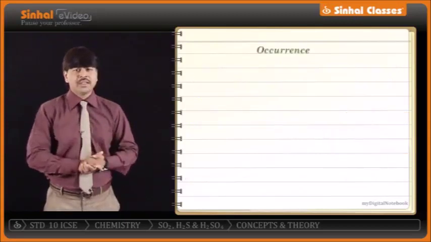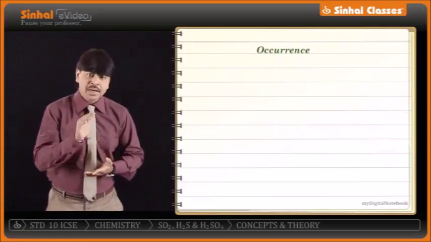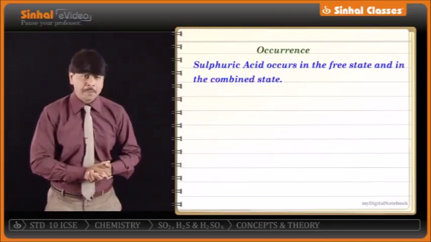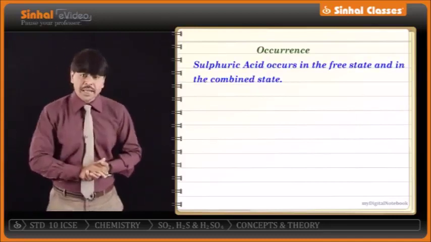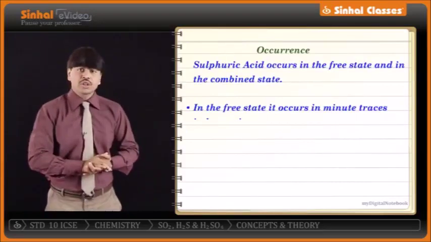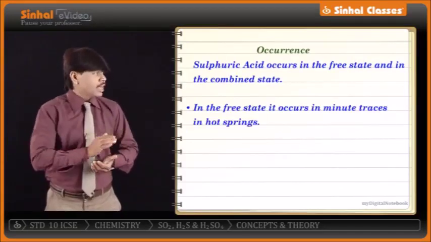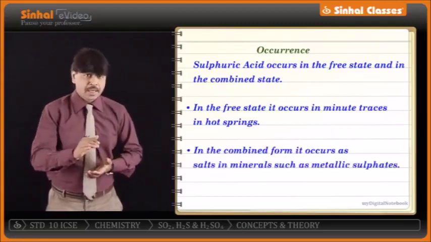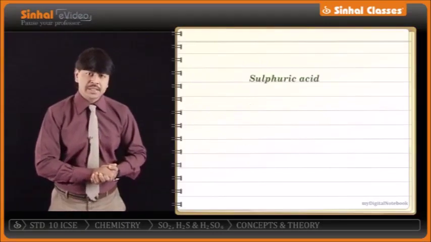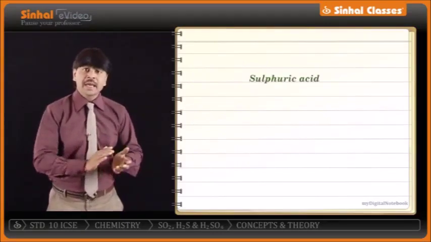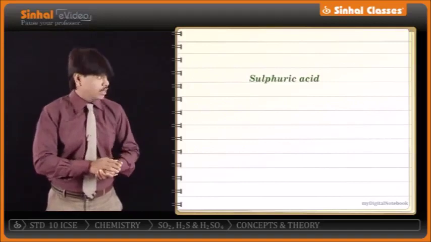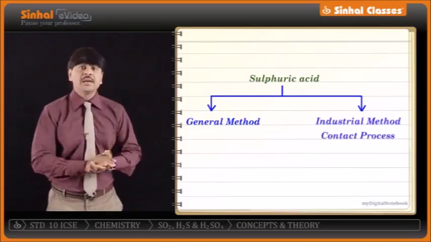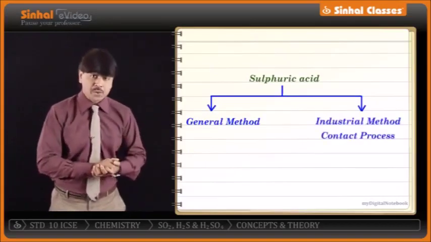Occurrence of sulfuric acid: it can occur in both forms, free state as well as combined form. In free state, it is obtained in minute traces in hot springs, whereas in combined form, it occurs in many metallic sulfates. Now, how to prepare such an acid which is so dangerous? It can be prepared in two ways. One, the general method of preparation. Second, on a larger scale by the process called the contact process.